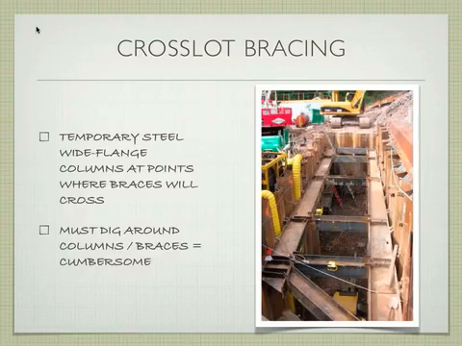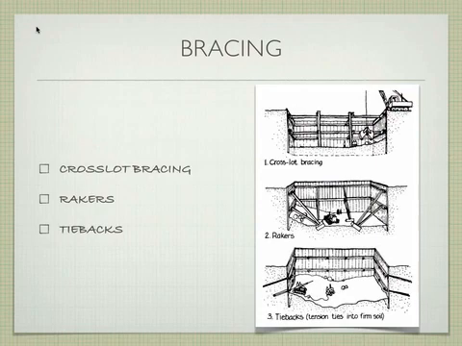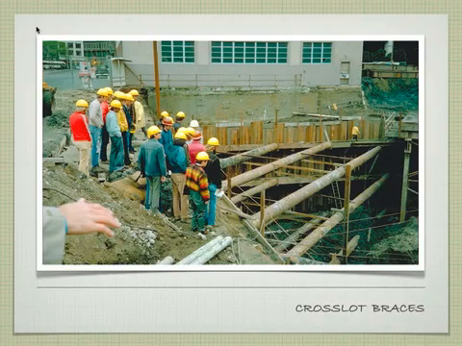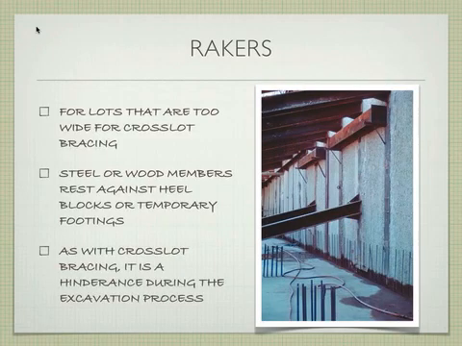So if we jump back a couple slides, here you can see rakers in action. So we've got this temporary piece that comes down to a block. And all the weight is pushing from the soil here, goes down this to that block, and the wall doesn't collapse. Okay? But this is too wide to be able to run a beam all the way across. That's why you'd use this. So sometimes on a site like this, you'll see cross-slot bracing in the corners, but once we get out here, we'll use the rakers instead. So there's always going to be a little bit of a mix, and that's okay.